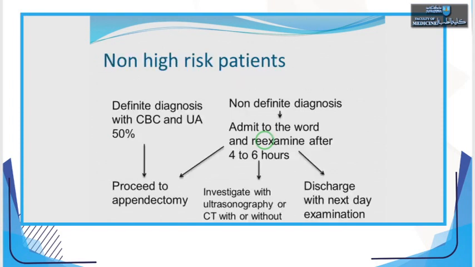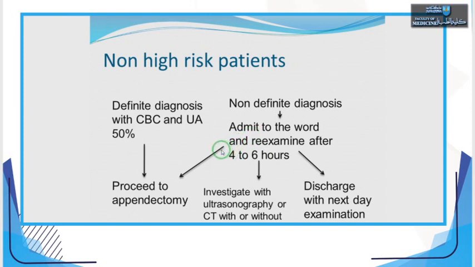In non-high-risk patients, if you have a definite diagnosis with CBC and urine analysis, and this occurs in 50% of the patients, you proceed to appendectomy without any other investigation. But if you have no definite diagnosis, you admit the patient to the ward and re-examine after 4 to 6 hours. After this re-examination, you have to go in one of three pathways.